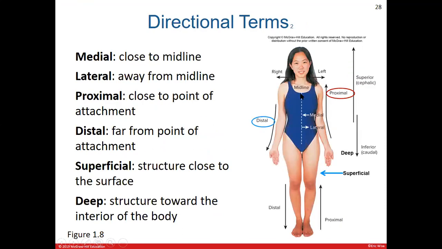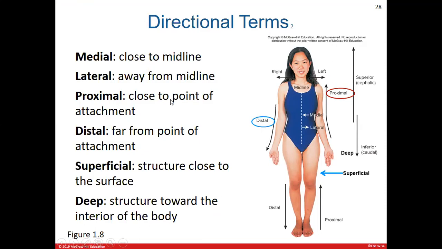Several terms on this slide. Medial is closer to the midline of the body. You have an imaginary line that basically divides the body into equal left and right halves. And so medial is something that's closer into the midline of the body. Lateral is something that's further away out from the midline of the body. So the hips would be lateral to the navel region, or the navel would be medial to the hips.